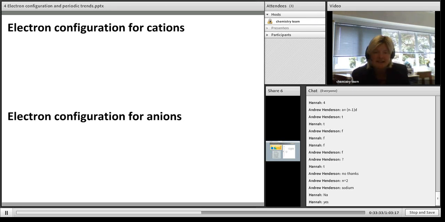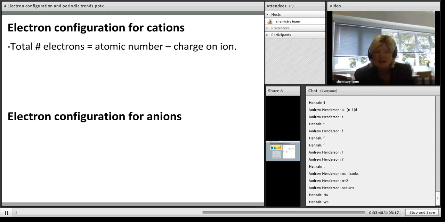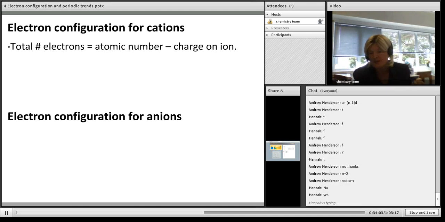Now cations and anions, to do the electron configuration, it's exactly the same, but now when we count the number of electrons, we have to either subtract the charge or add the charge. Oh, actually you may not understand what I mean by subtract, so let's do an example. So if I've got a cation and say calcium has a charge of +2, calcium has got 20 electrons, so do I add the +2 or do I subtract the +2? In other words, do I land up with 22 electrons or 18?